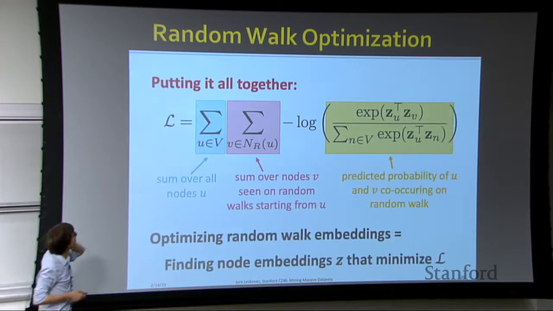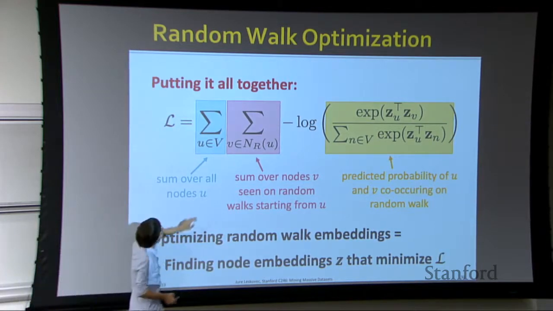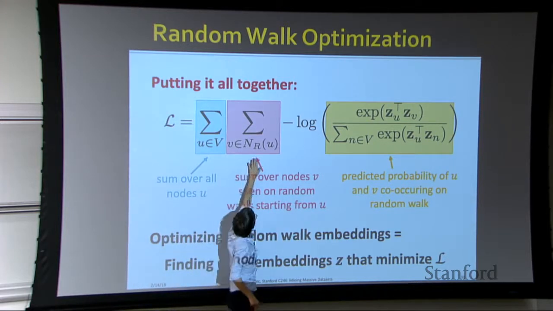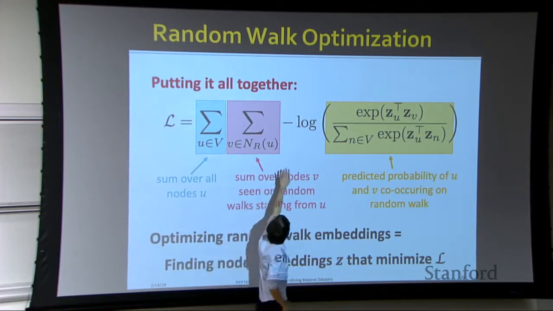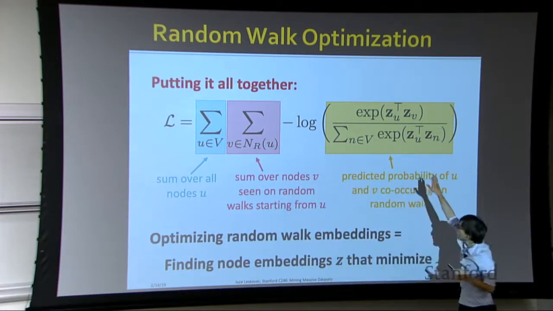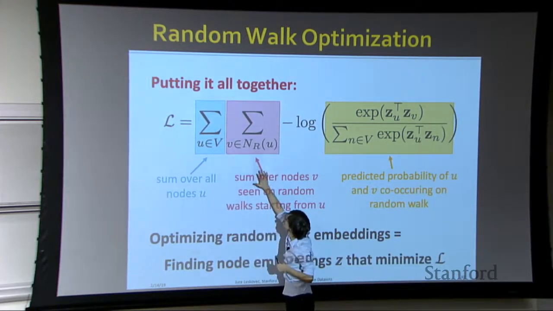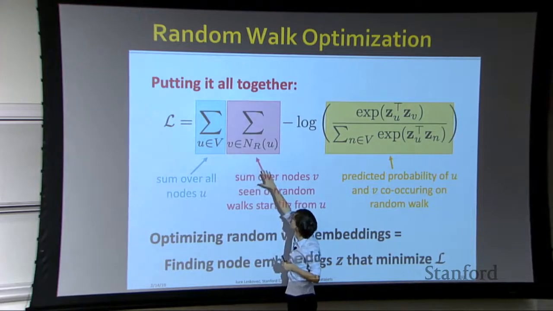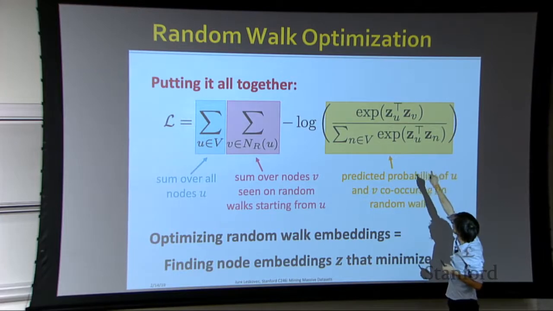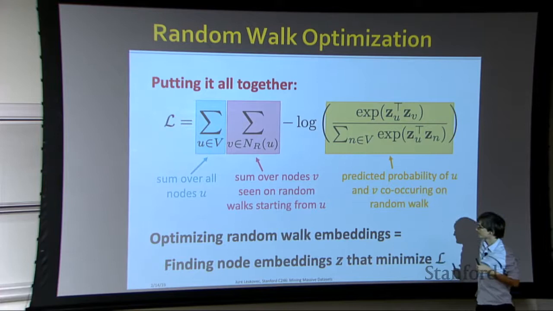Great, so let's now put it all together. How does our overall optimization problem look? We sum over all the nodes, and for every node we sum over all the neighbors, and then we have this log of the softmax. I sum over all the nodes u, sum over all the neighbors v of that node, and then I take the softmax between the embedding of u and the embedding of v, with this normalizing factor.